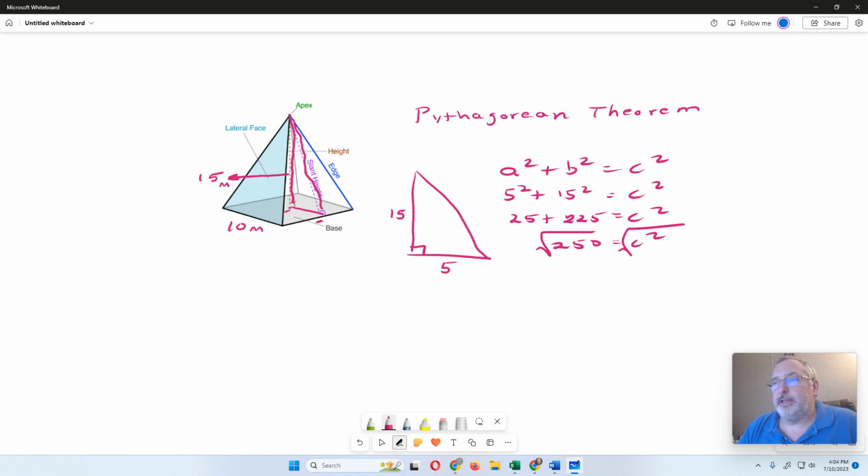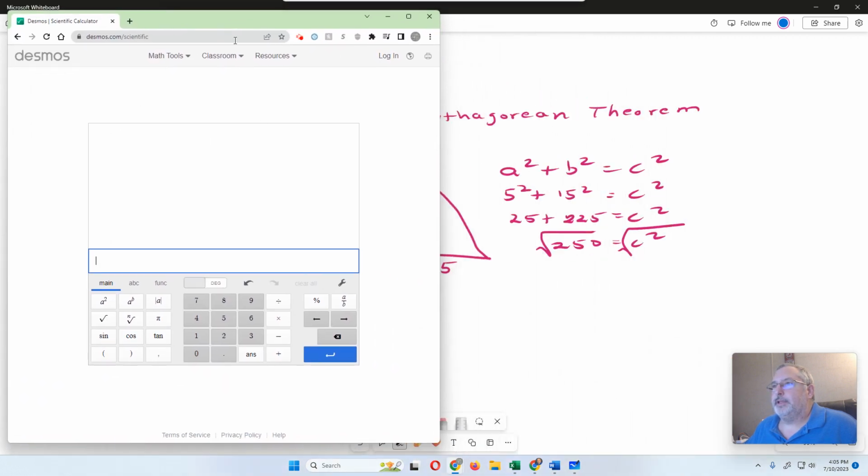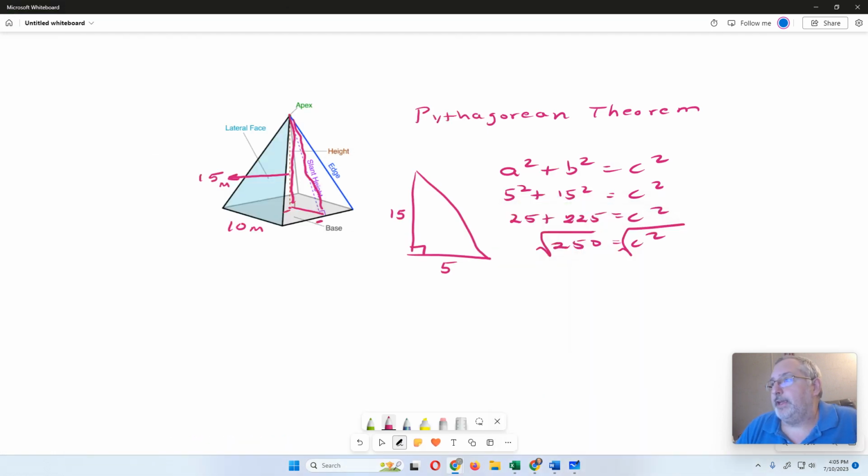And I went through that quickly. If you need help with the Pythagorean theorem, let me know. But this is kind of an assumed thing that you already know at this point. So we're just going to go through this quickly. And that's going to be approximately, if we pull up Desmos real quick, square root of 250 is about 15.8. So that's what I'm going to use, 15.8. Okay, so that gives me the slant height, 15.8 right there.